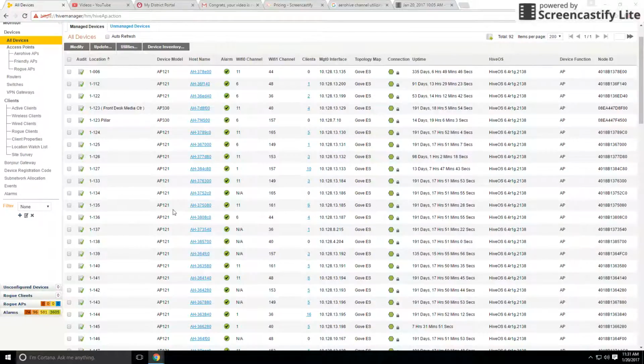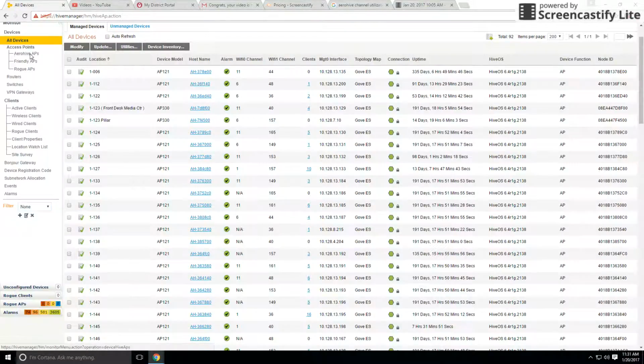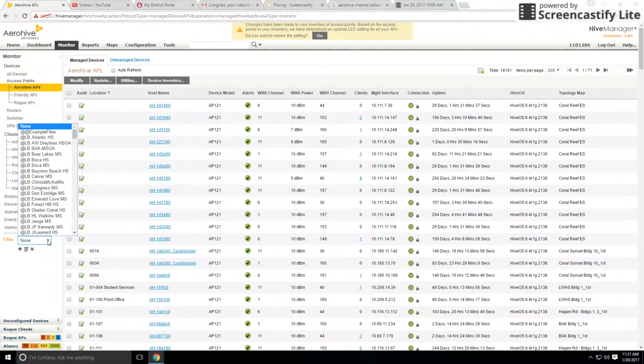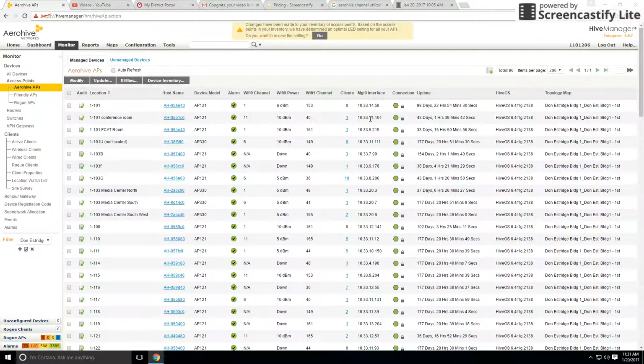So we're going to start immediately in the monitor screen. What we're going to do is, I know there's some clients at Don Estridge. So we're going to go into Don Estridge and look at the access points. So we're going to AirHive access points. And again, my little trick for me with lots of filters is type E because I want to look at the Ds, Don Estridge Middle School. And to be honest, all I wanted to do was find that Don Estridge is a 10.33.